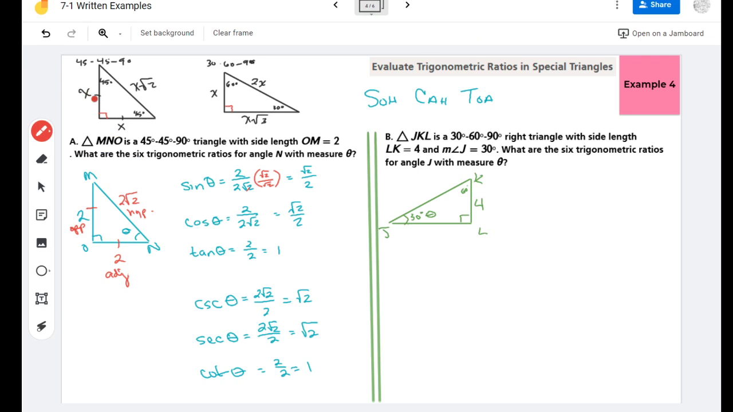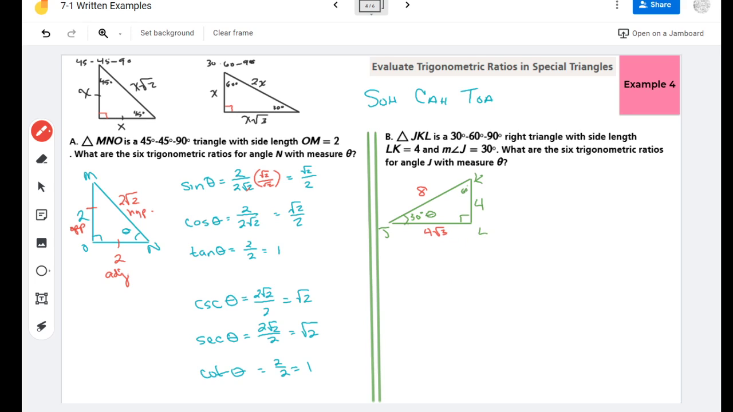Alright, so the first thing is KL is the short leg because it's opposite the 30. So if I double that short leg, I get my hypotenuse, right? See how the short leg times 2 is the hypotenuse? So that tells me my hypotenuse is 8. And then to get my long leg, I take the short leg and multiply it times the square root of 3. So JL is 4 root 3.